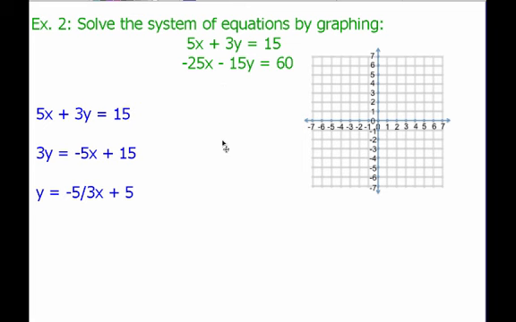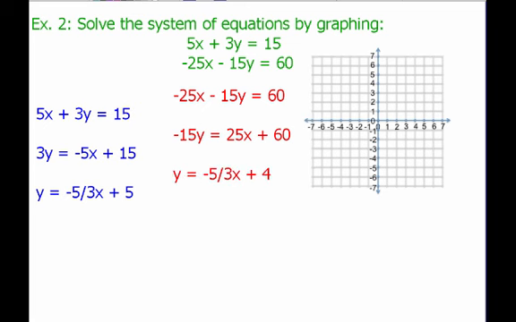Now let's work on the bottom equation. I've got negative 25x minus 15y equals 60. Going to add 25x to both sides. I get negative 15y equals 25x plus 60. Divide both sides by negative 15. Got to remember that 25 over negative 15 reduces, well, they're both divisible by 5, to 5 over 3, and it's negative. So I get negative 5/3 x plus 4.